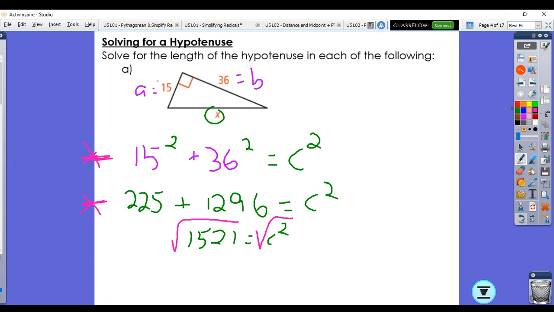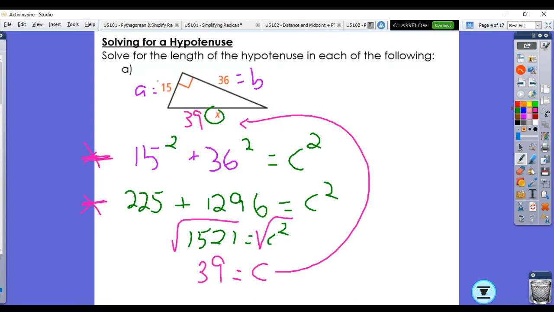So if we take the square root of 1,521, let me use my calculator here real quick. We end up with 39. So now we know that this isn't c squared anymore, this is just c. So we actually now know that that is the length of this side of the triangle right here. It is 39 units long. So that's a really basic example of how we use the Pythagorean theorem. In the next video, we're going to look at how we use the Pythagorean theorem to find a missing side that's not the hypotenuse.